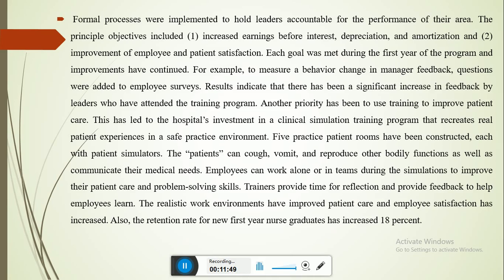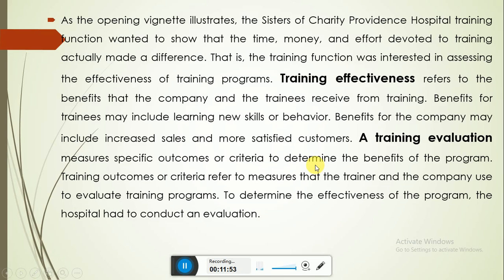So that's an example regarding training evaluation. So now let's discuss each point. As the opening vignette illustrates, the Sister of Charity Providence Hospital's training function wanted to show that the time, money and effort devoted to training actually made a difference.